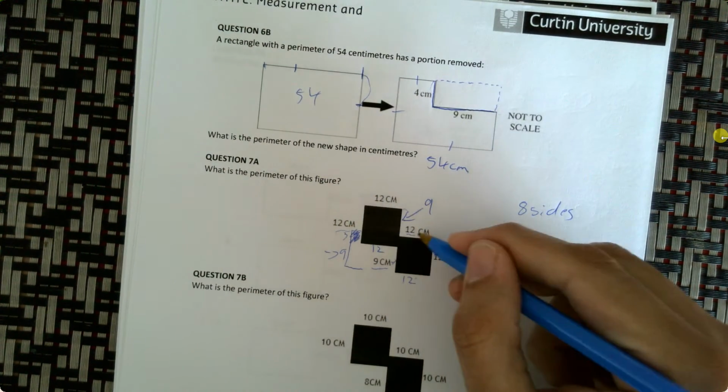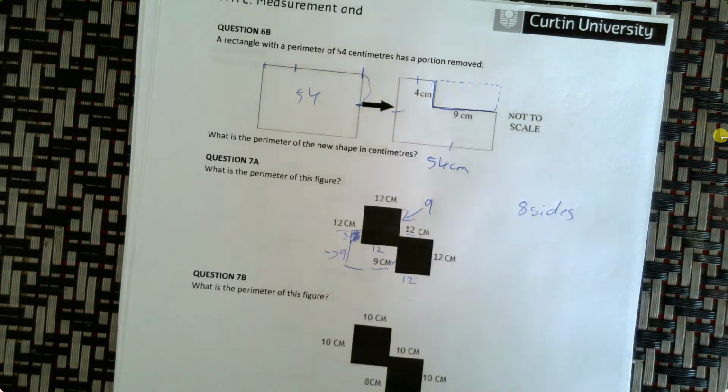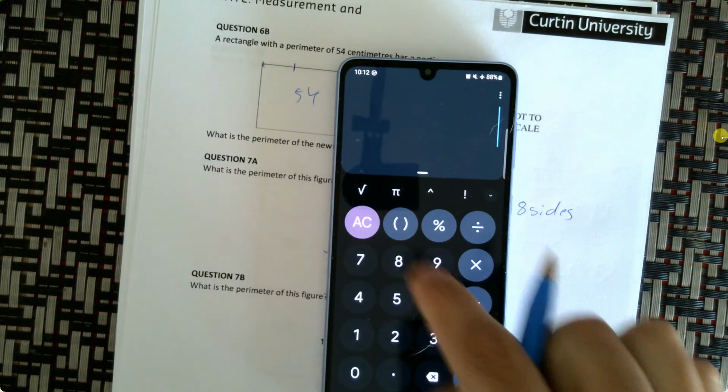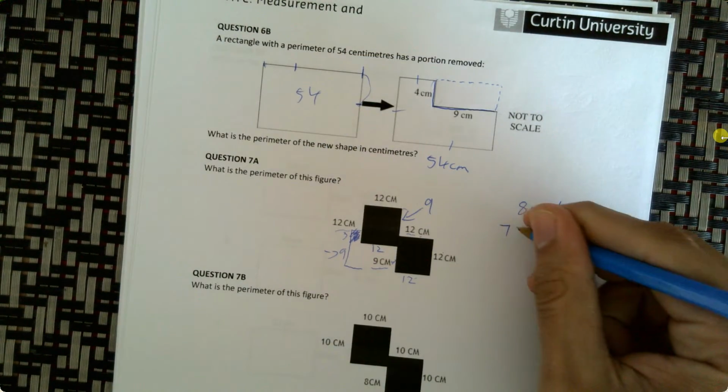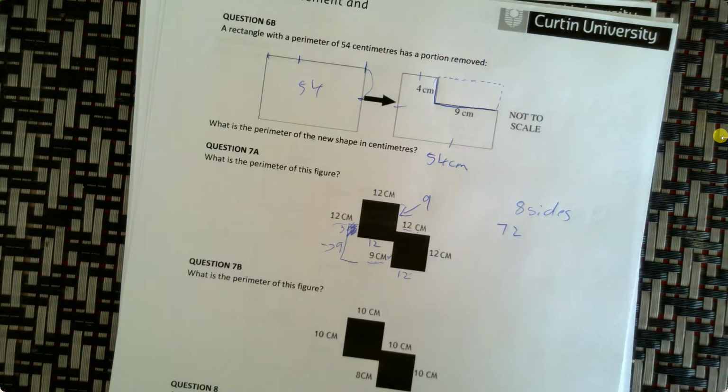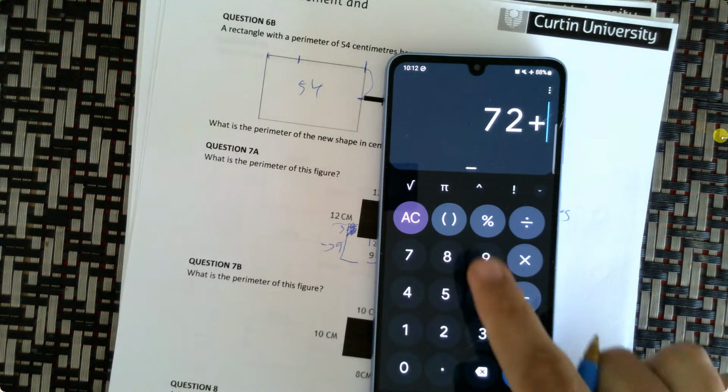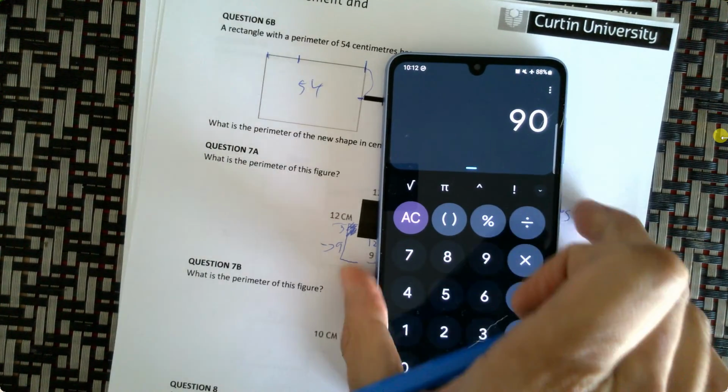So 1, 2, 3, 4, 5, 6 12s. I know my times tables, but if you don't, 6 times 12 is 72. And then I'm just adding 9 plus 9, which is 18. 90 is our perimeter.